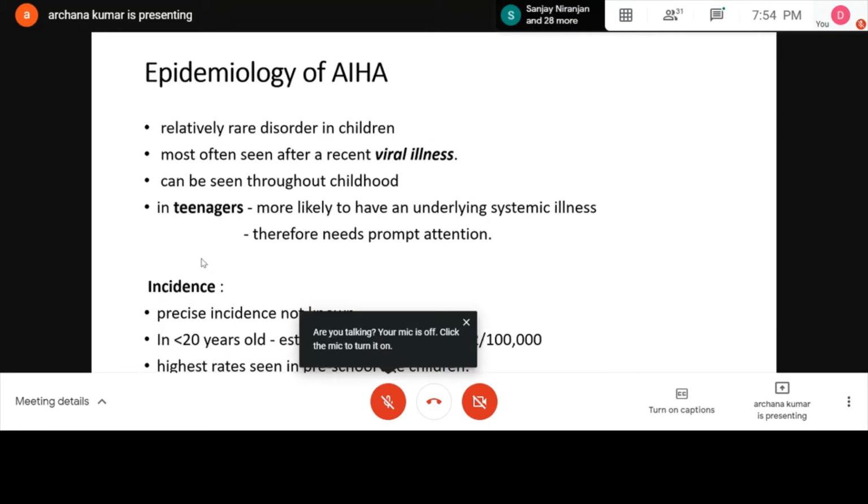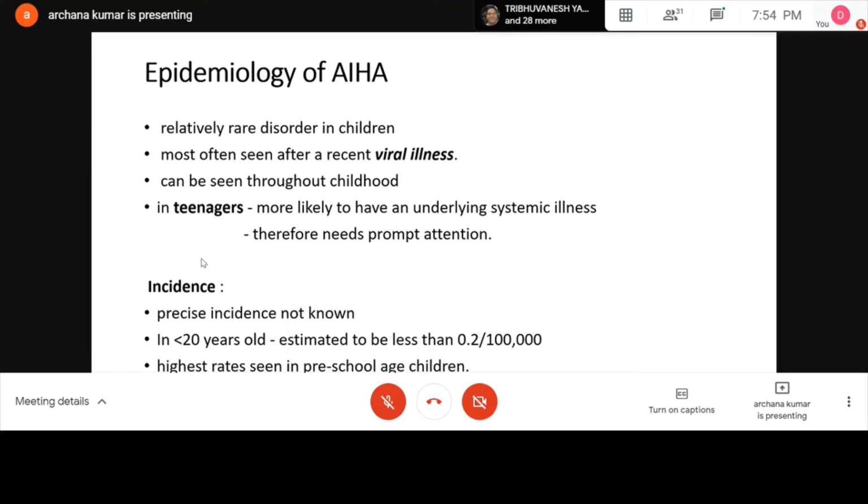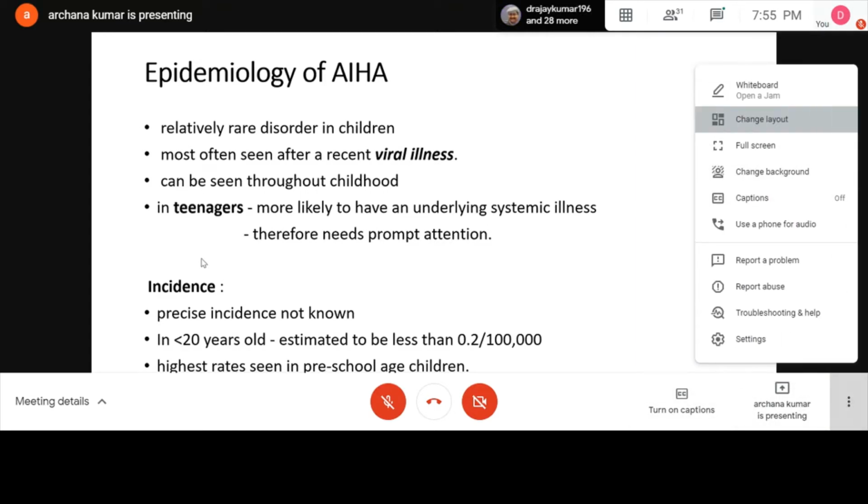And obviously, the associated signs and symptoms will be related to the severity of anemia. When we talk about epidemiology, it is a relatively rare disorder in children, most often seen after a recent viral illness, and can be seen throughout childhood. However, in teenagers, this is more likely to have an underlying systemic illness, and therefore we need to pay attention to this child because we need to do more investigations. The incidence is not precisely known, but in children below 20 years of age, it is estimated to be less than 0.2 per 100,000. The highest rates are seen in preschool children.